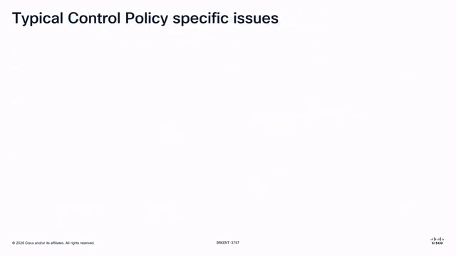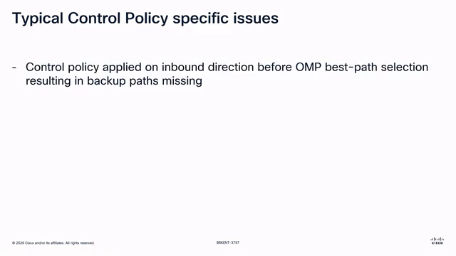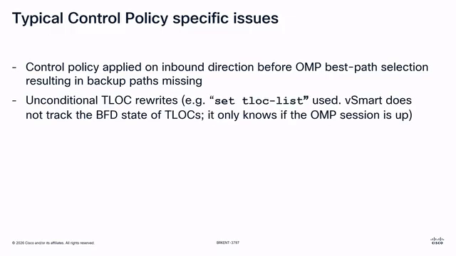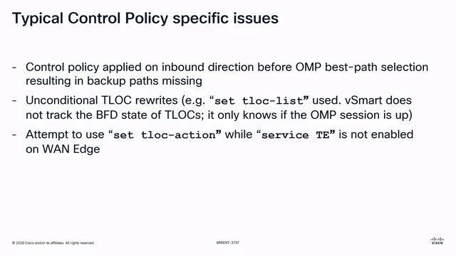Okay, this was generic to all policies. Now, control policies. Remember, right? Control policy inbound makes a lot of difference compared to control policy in the outbound direction. Control policy on inbound, big difference to the outbound. Set TLOC list: if you set a TLOC list, this is like rewriting your next hop forcefully. Keep this in mind. Smart does not care about TLOC state. It will just do whatever it is instructed. It's not a misbehavior.